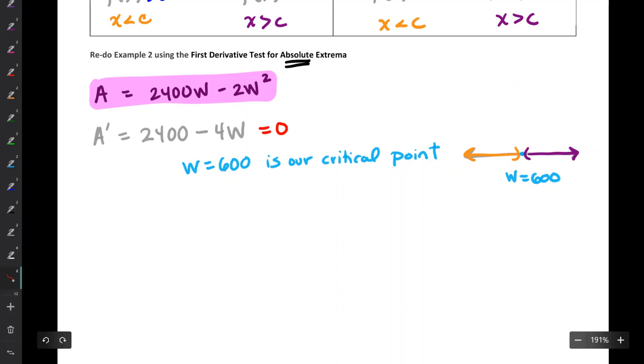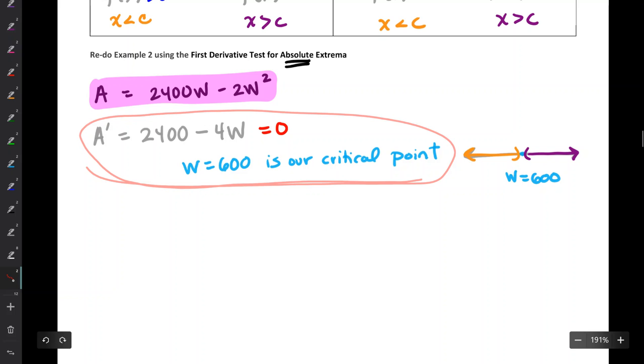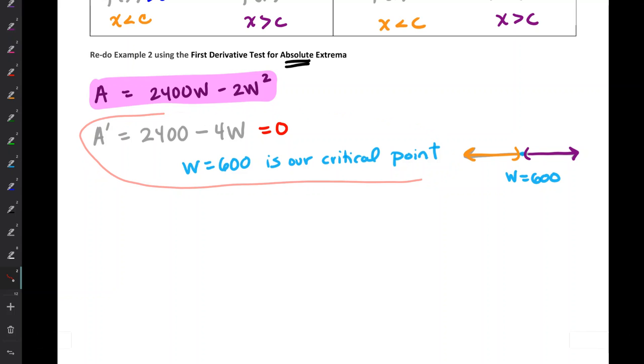Those are the only places, because we found the only place where my first derivative was 0, and it's never undefined. When you put W numbers into the A prime box, you can get undefined, 0, positive, or negative. There are no undefineds and only one 0, so now there are just these two places in the domain where the first derivative can be either positive or negative. Let's set up our sign test.